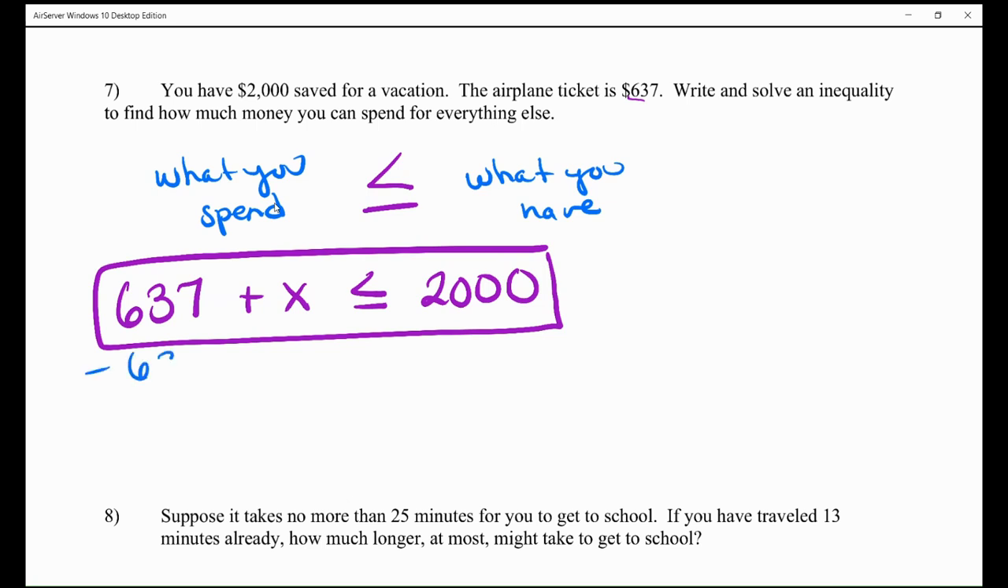And to solve, we'll subtract 637 from both sides. So we can spend at most $1,363. So we can spend that amount, or we can spend anything less than that and still be within our budget.